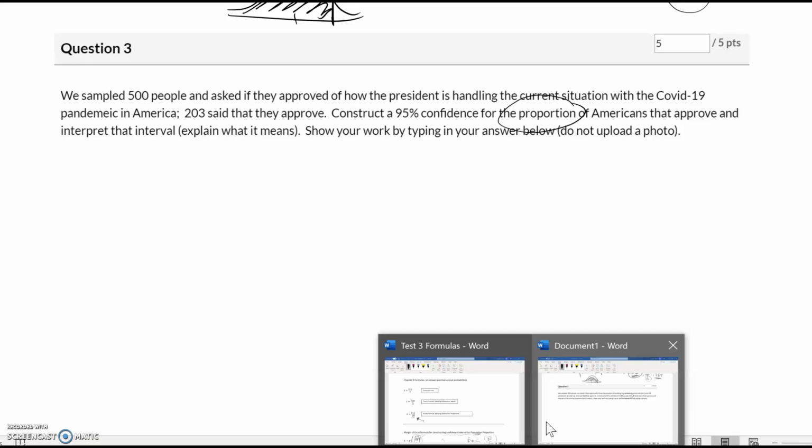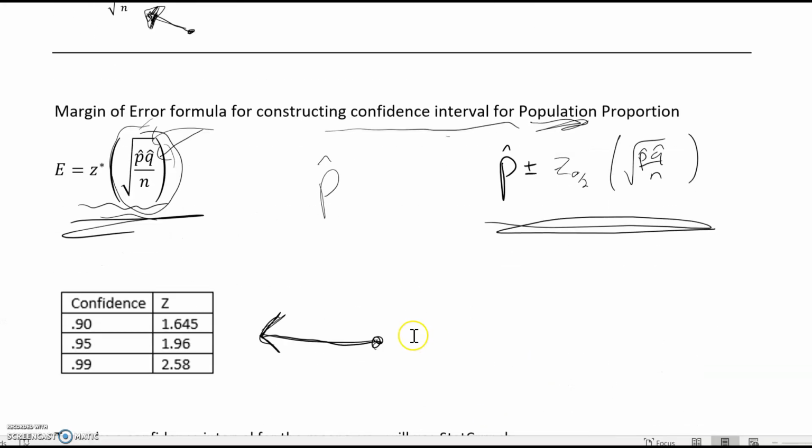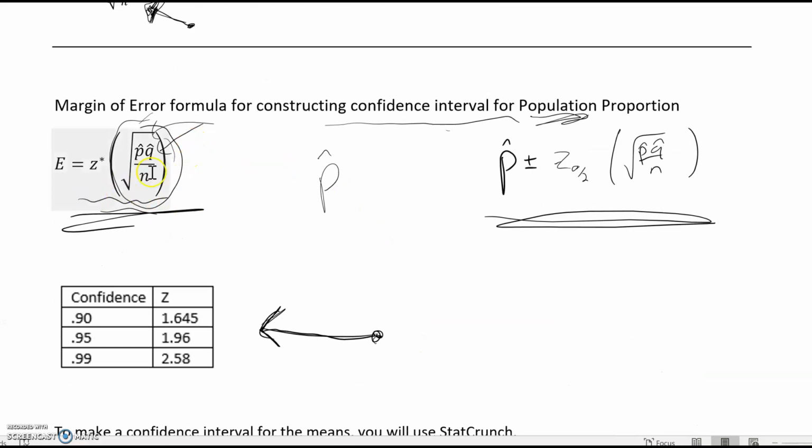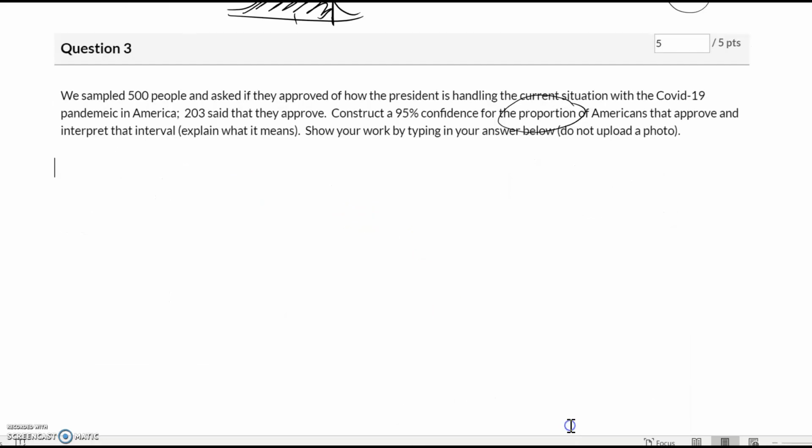One for proportions, one for means. For proportions, I'll make you do the work, and you've got the formula for that. So we're going to use this formula. For means, I'll let you do StatCrunch. Okay, so here is my answer.